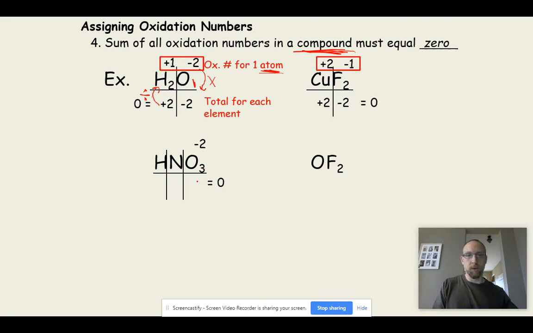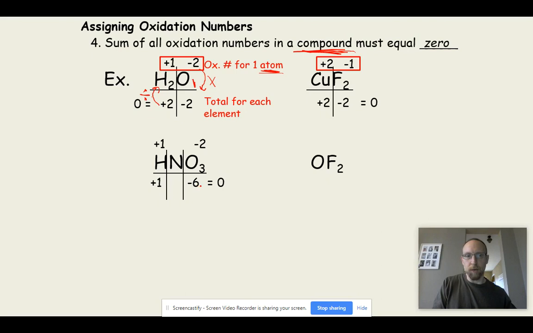-2 times 3 gives me -6. What else do I know? Well, I know hydrogen is usually +1. There's only one hydrogen. No subscript means 1. So it's +1. So now I don't have a rule for nitrogen. And when I look on the periodic table, it has a bunch of oxidation states. So I can't just use one that would be given. So I got to figure that out. So this is my one unknown. But that's not too bad.